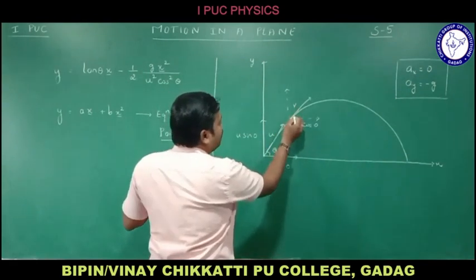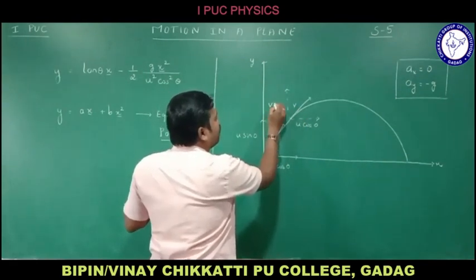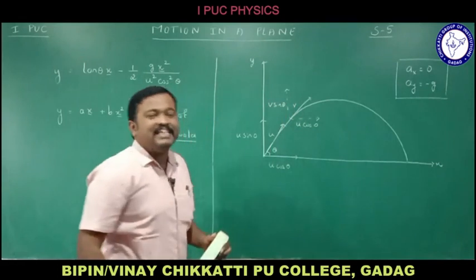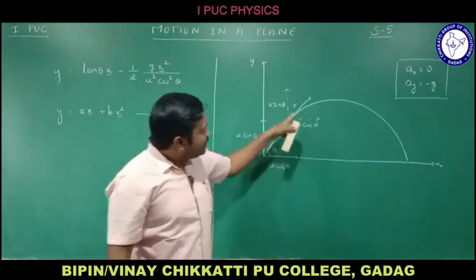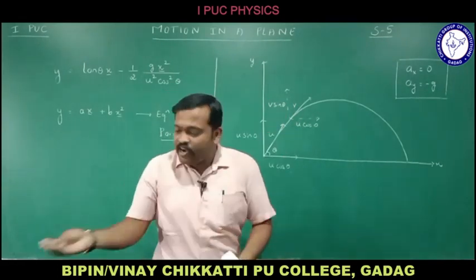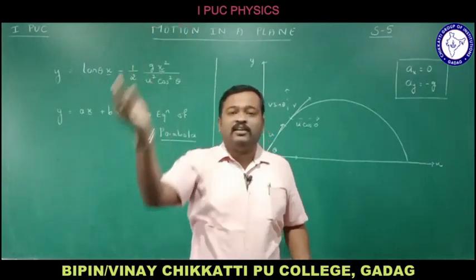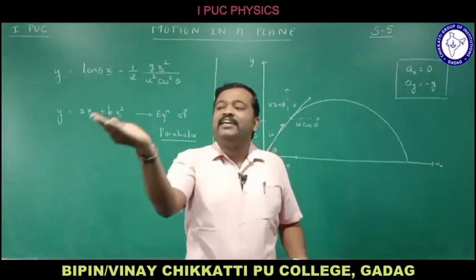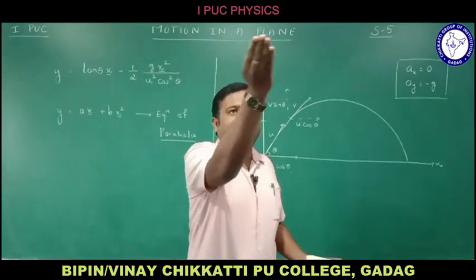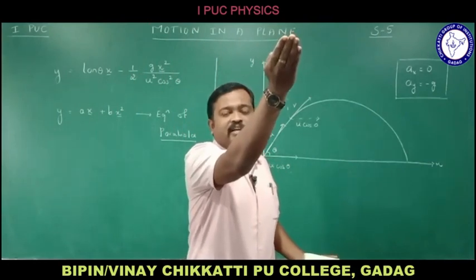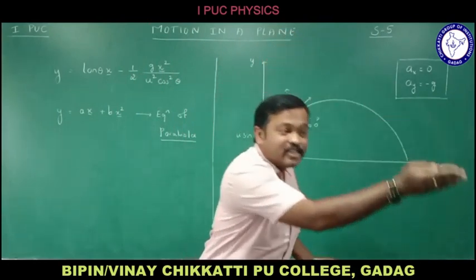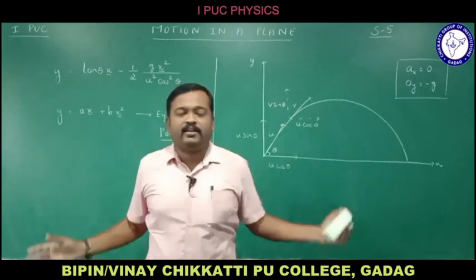So along the y-axis, yes, it changes. How much? If I take this angle as theta, let me call it v sine theta. Do understand? Whenever an object is thrown upwards, first of all, its speed decreases, and at the maximum height it is minimum. Then again, speed increases.